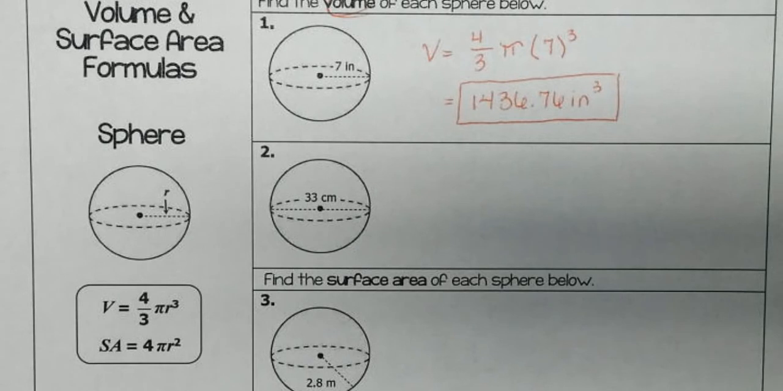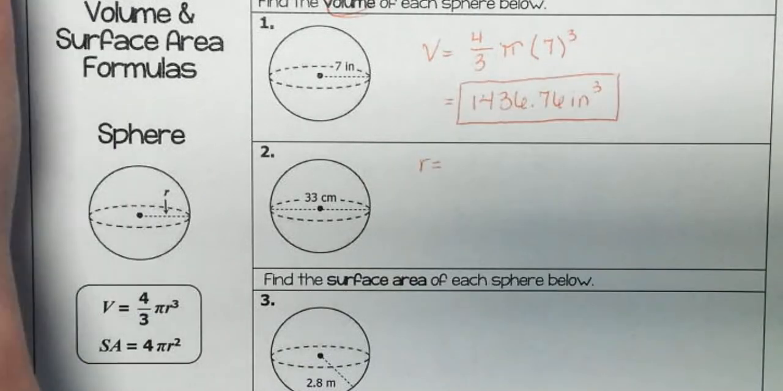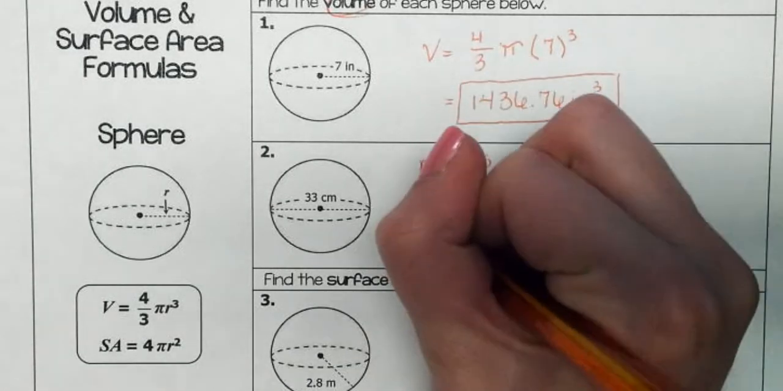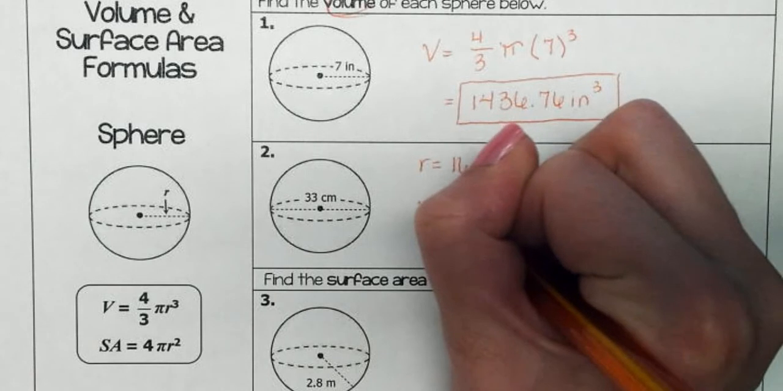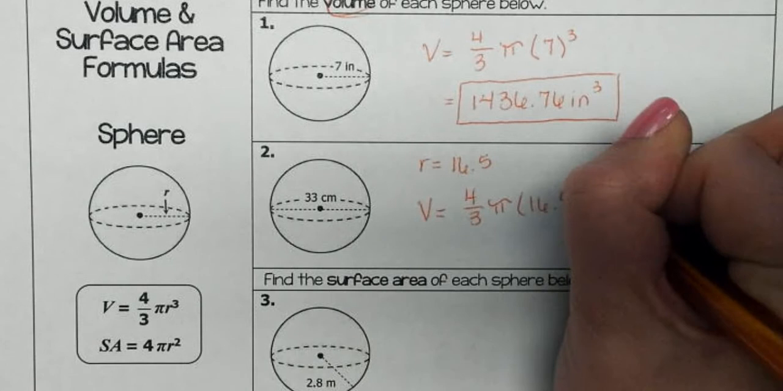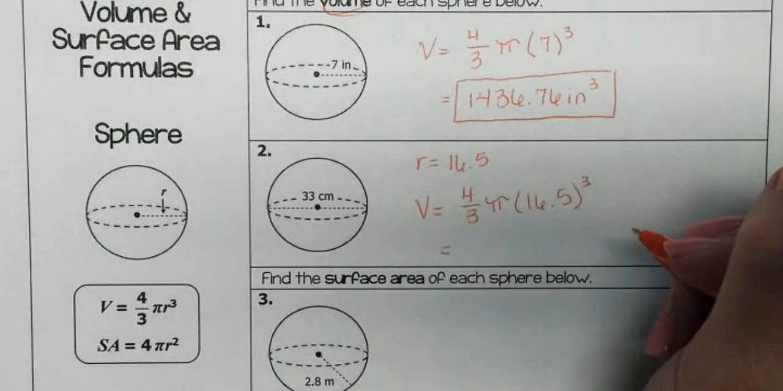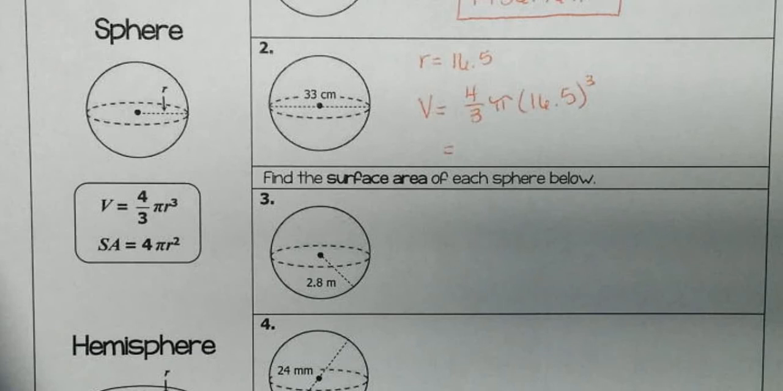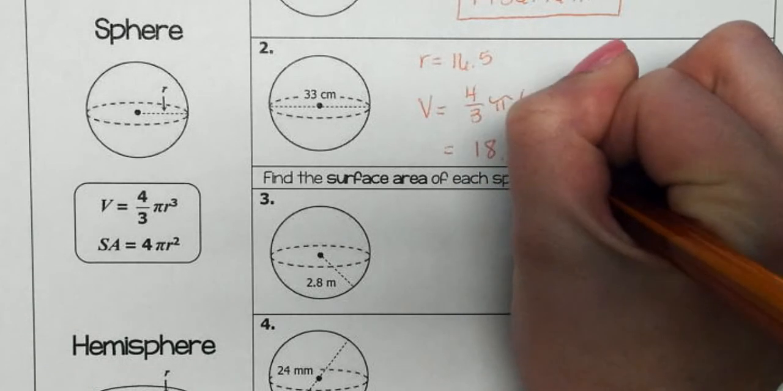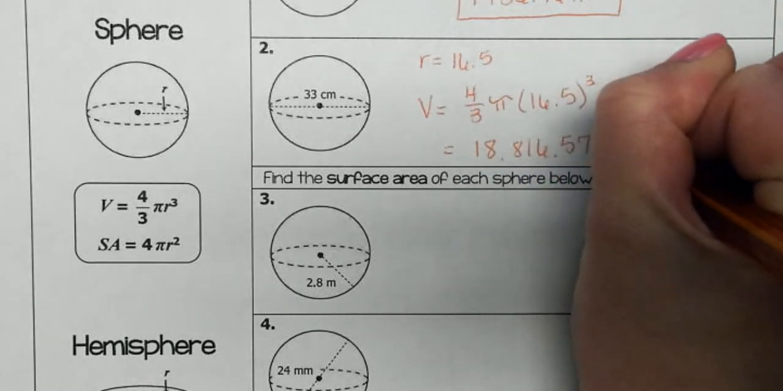So number 2, you need your radius again, but it gives us diameter, so we have to cut it in half. It's going to be 16.5. So my volume, I'm going to take 4/3 pi times 16.5 cubed. So plug it in: 4 divided by 3 times pi times 16.5 to the third. And you get 18,816.57 centimeters cubed.